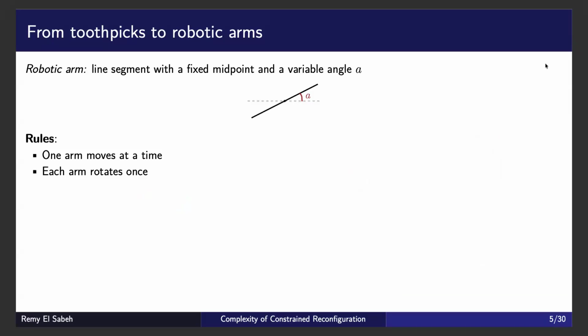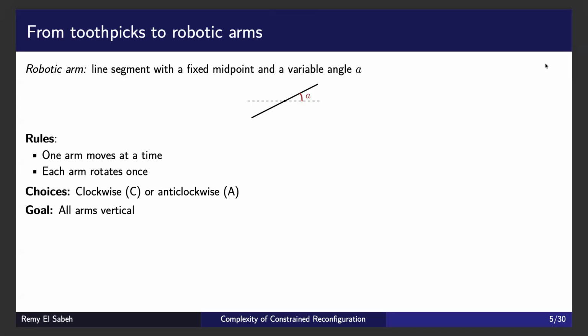So we have a segment with a defined midpoint that is fixed. And what the arm does is that it rotates around this midpoint. So the rules of the game is you can only move one arm at a time, and you may only rotate each arm once. The choices you can make concern the direction in which to rotate things.